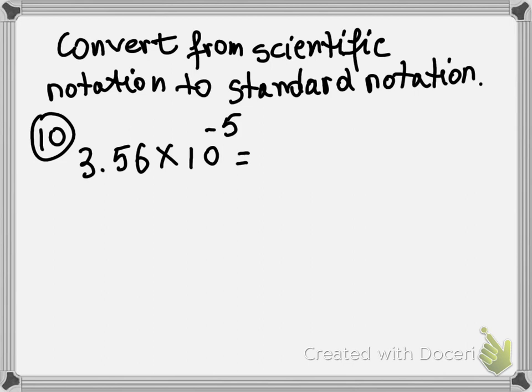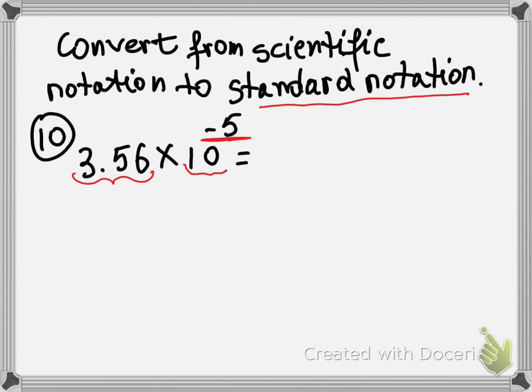Okay, so here's an example with scientific notation. We're going to convert from scientific notation to standard form. So in scientific notation, we have a number between 1 and 10, and then we have the power. To convert this to standard form, all we're doing is multiplying 3.56 times 10 to the negative 5. And remember that when we multiply by powers of 10, we either move the decimal to the left or to the right. So in here we're multiplying by 10 to the negative 5, which means we're going to move the decimal 5 units to the left.